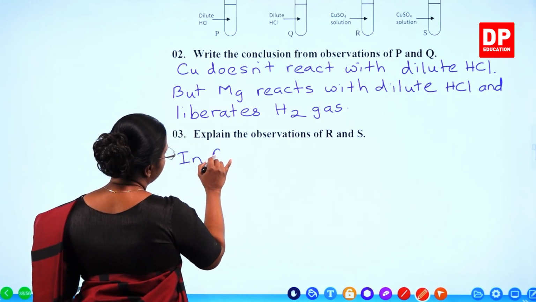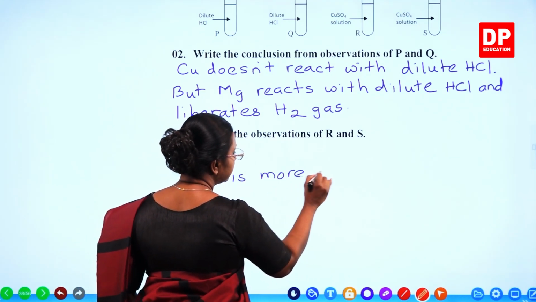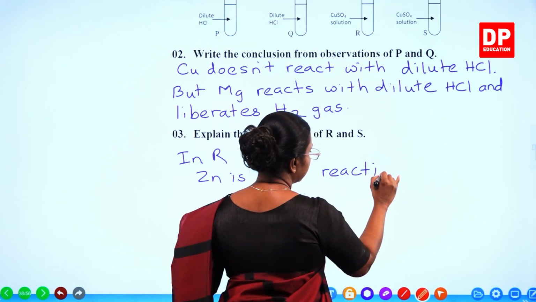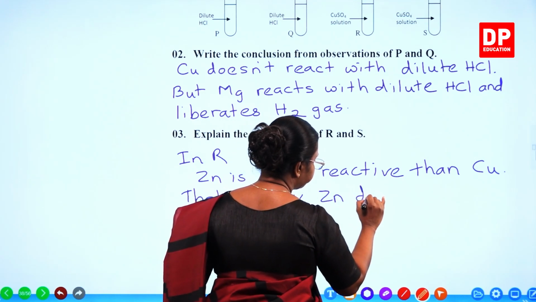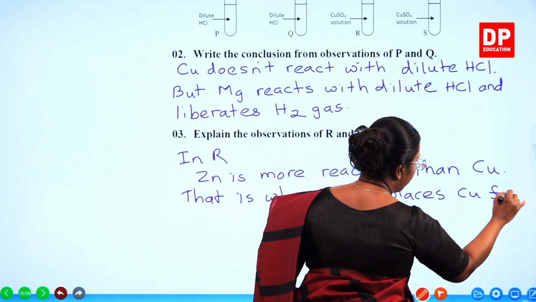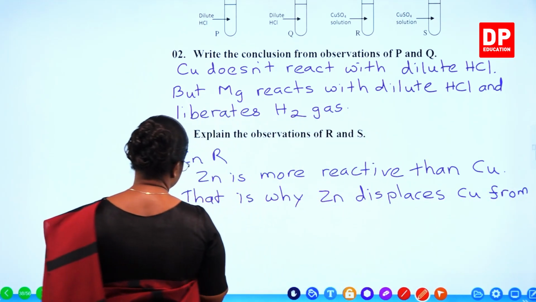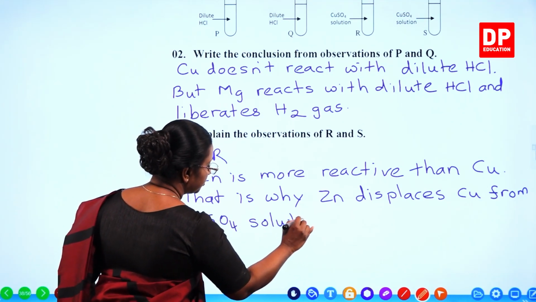In R, zinc is more reactive than copper. That is why zinc displaces copper from copper sulfate solution.